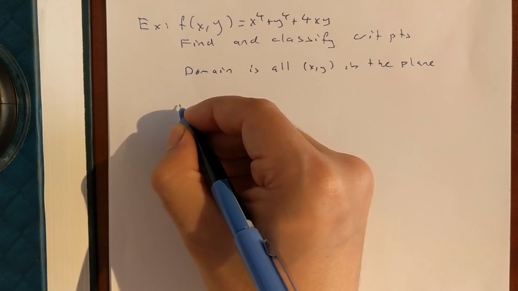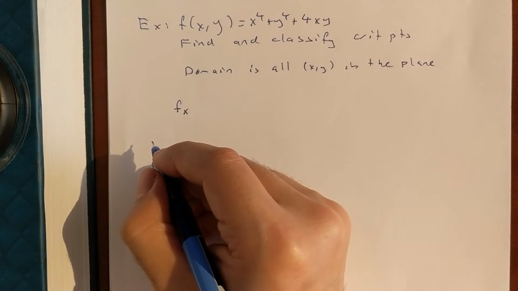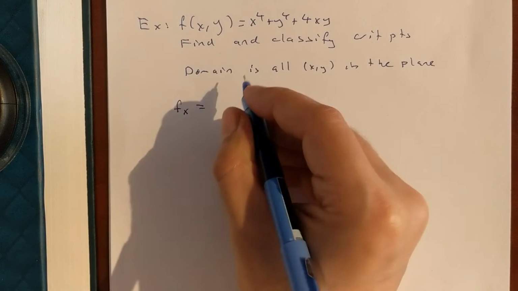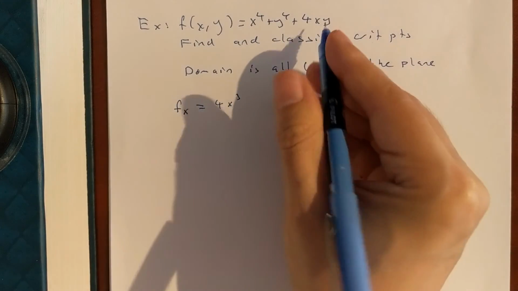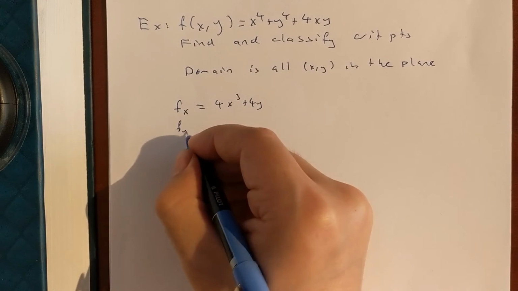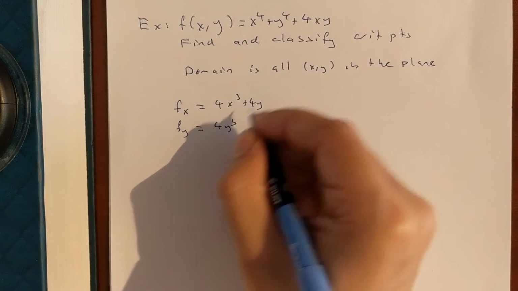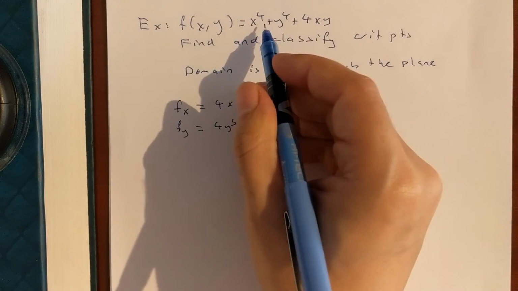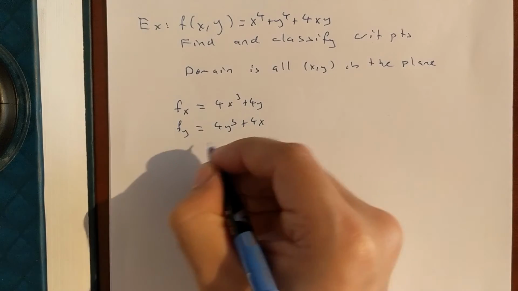So let's calculate without any further talking. Let's talk about derivatives. F sub x is going to be 4x cubed. This term is going to be 0, and from here, it's going to be just plus 4y, right? And similarly, I can calculate f sub y. That's going to be 4y cubed. This time the derivative of y is 1, so this is just going to be plus 4x. And of course, this derivative is 0.